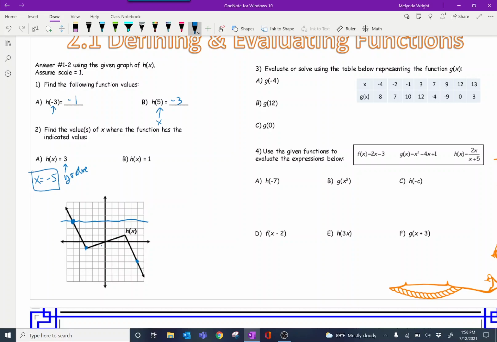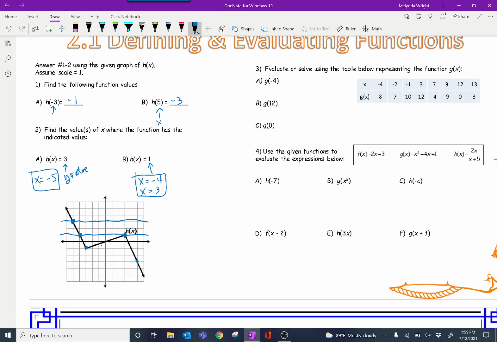Okay? And then the last example, using this graph, we want to know where h of x is 1, and again that's the y value 1. So let's draw our line here at 1, see how many times it touches the graph. Let's see, we've got one here and here. So we can say that that's true at x equals -4, and at x equals 2 or 3.